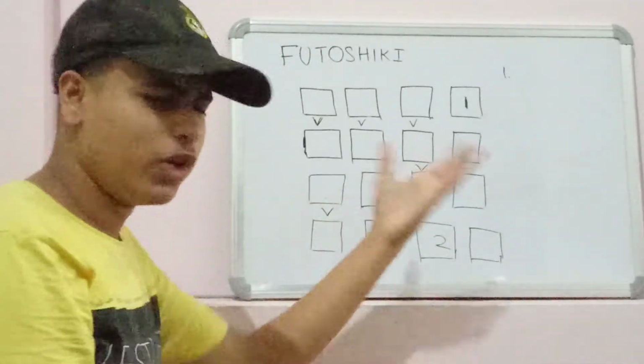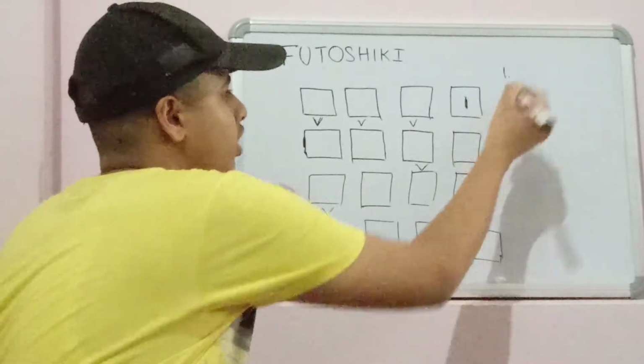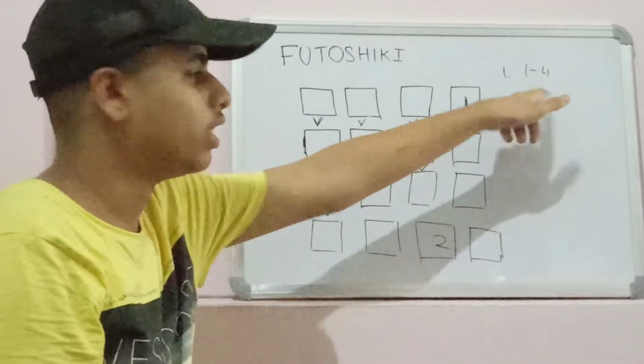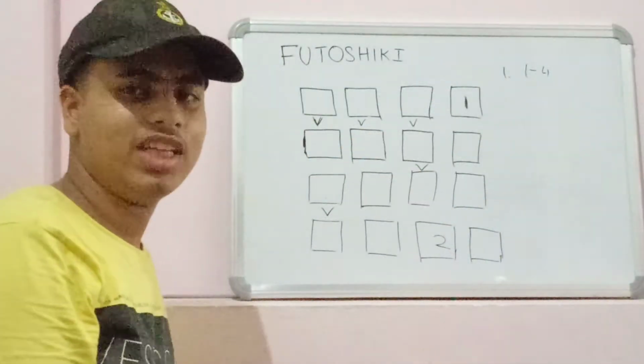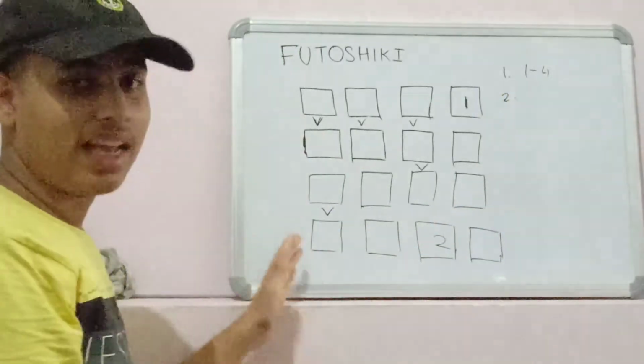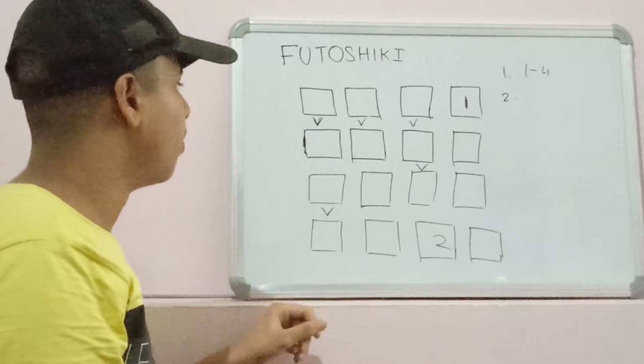We have a few rules in order to fill this. The first rule is use numbers 1 to 4. This is the range we have to use, and numbers means natural numbers. In fact, if you are playing it with an n by n square grid, then you have to fill in the numbers 1 to n.